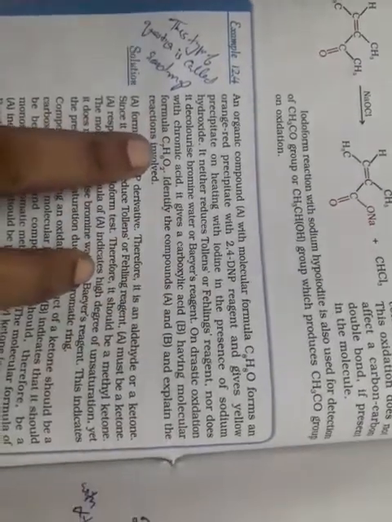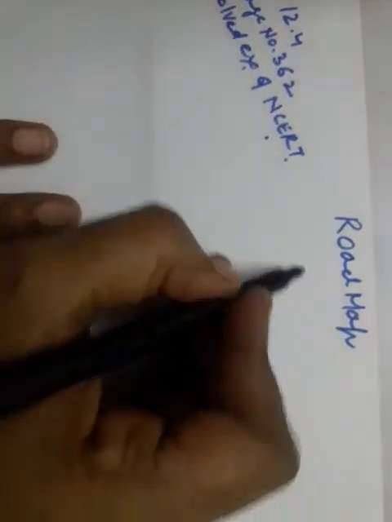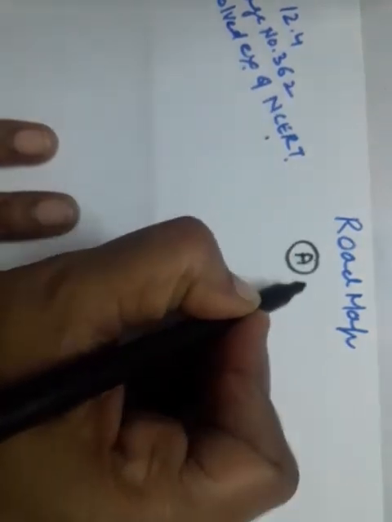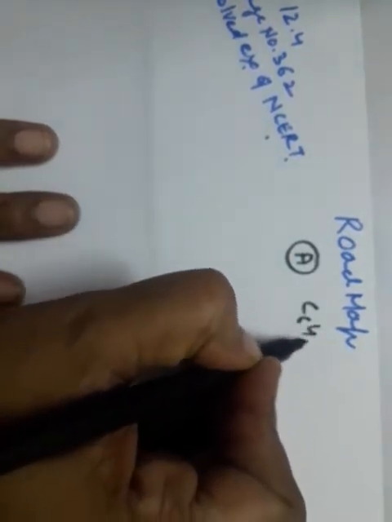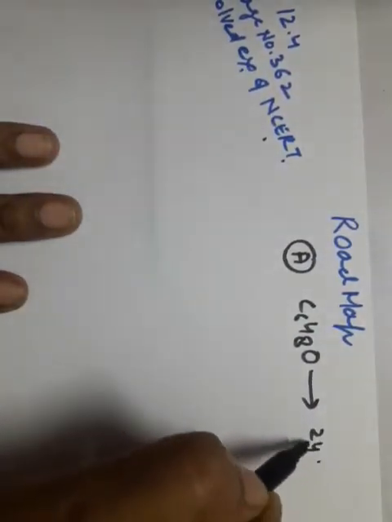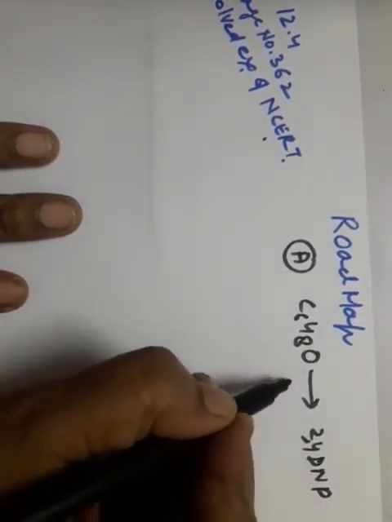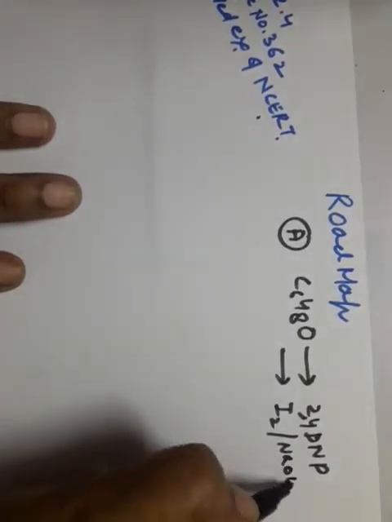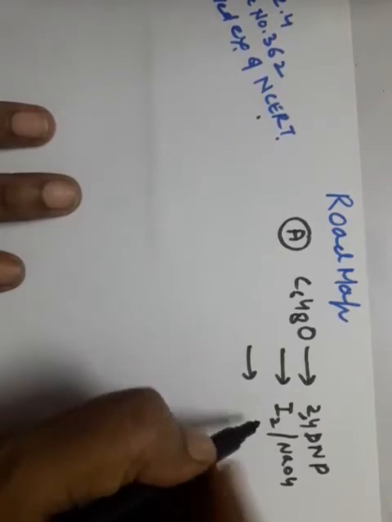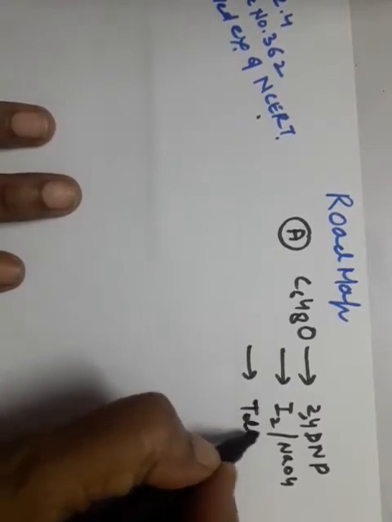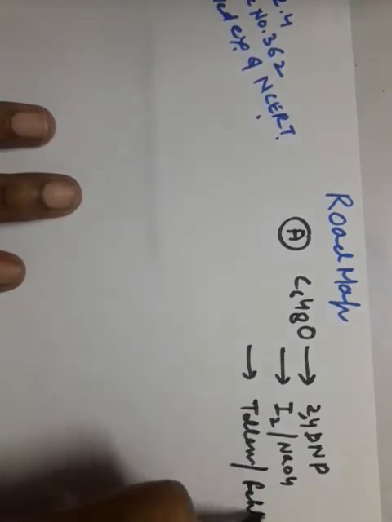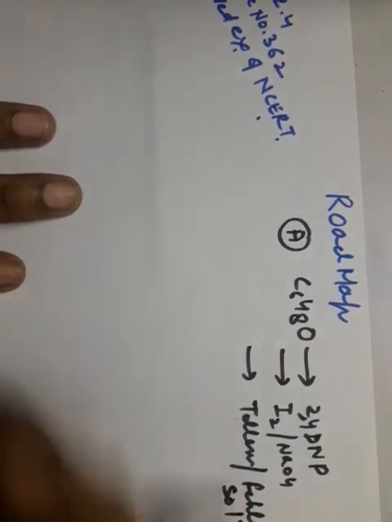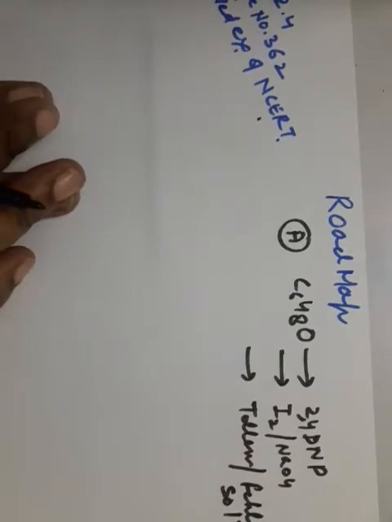So students, how to attempt this question? See, first of all, we collect all the data. First, a compound is given, C8H8O. It gives the 2,4-DNP test. Second, it will give the iodoform test. It is not giving the Tollens as well as Fehling solution test. First we collect all the data, then we try to solve the question.